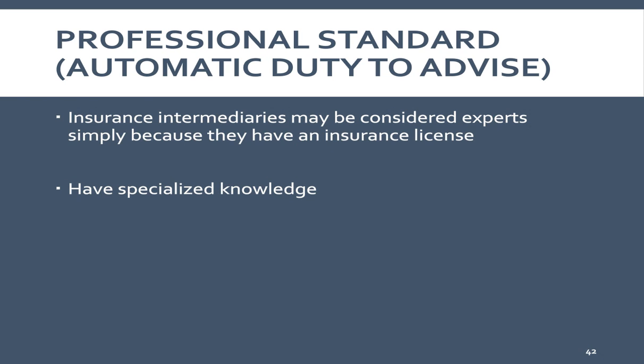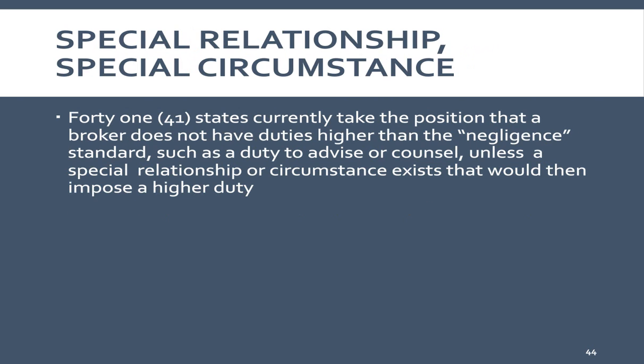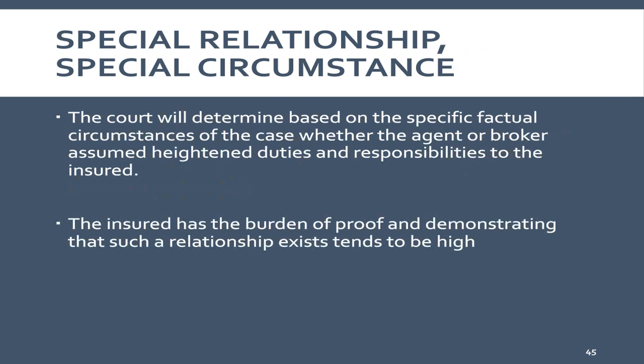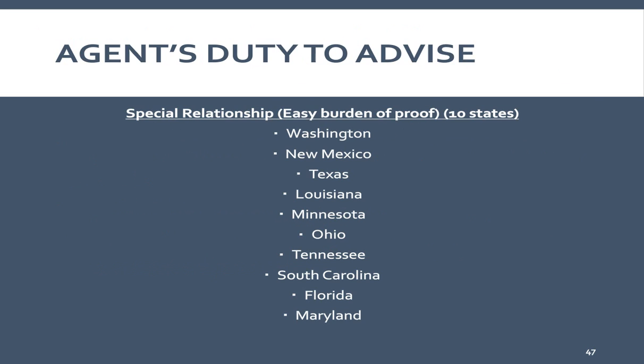Then we get to the other lists that we have here. 41 states, by the way, have different criteria to get to that special relationship, and I'm getting to the list here. Here we go. Special relationship, easy burden of proof. This next list on page 47 shows the list of these. This is where it's pretty much easy to prove. So it's getting from the common law to the special relationship. The insured has the burden, but it's not necessarily that difficult.